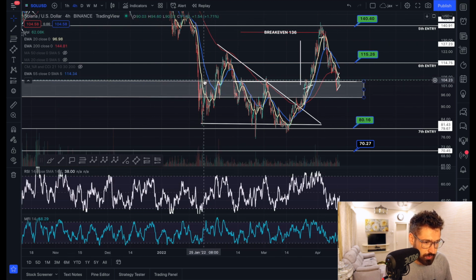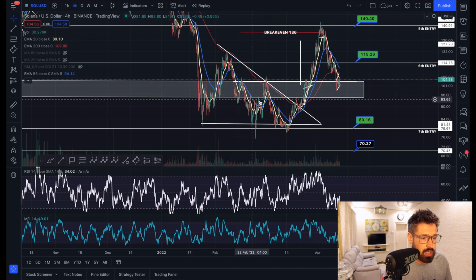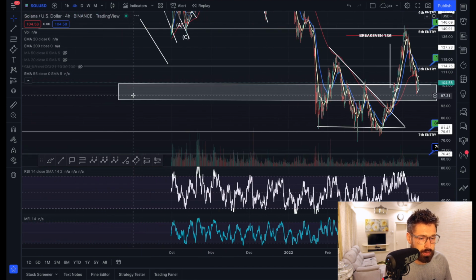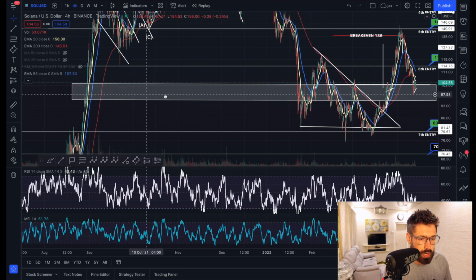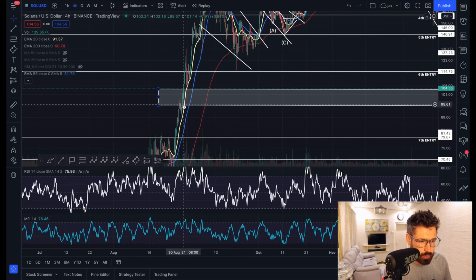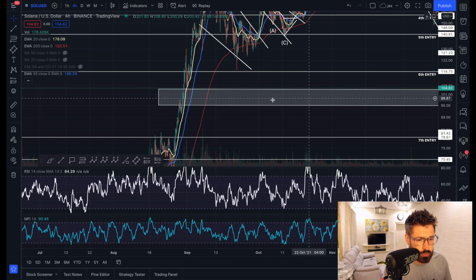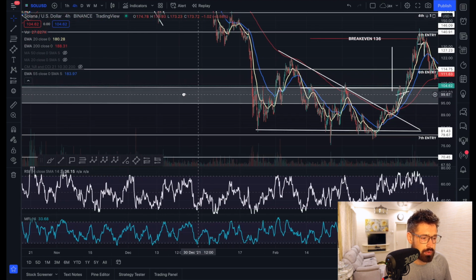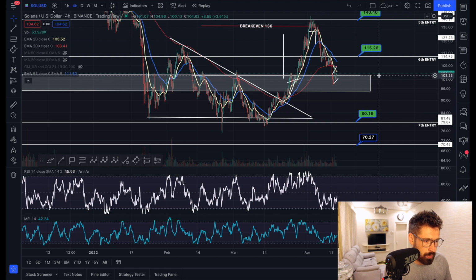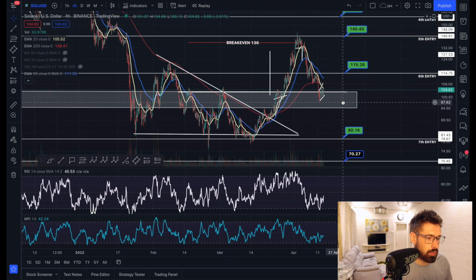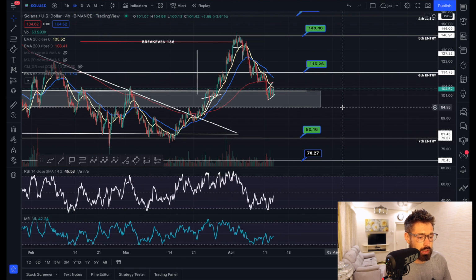You can see a lot of resistance here, resistance here, resistance here. We have some support resistance in this area. And if we scroll all the way back here, let me just open it up quickly. You can see we had some resistance right here. We had support in this area as well. So in between about 104 and about 94, 95 is a strong support zone for Sol.